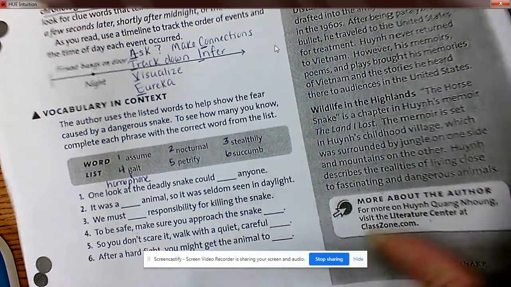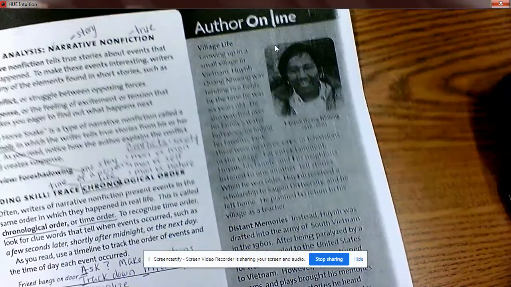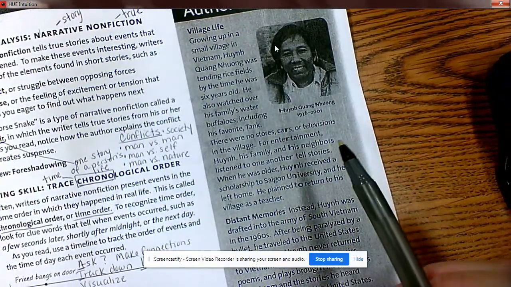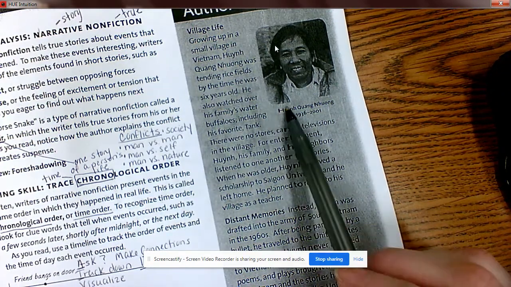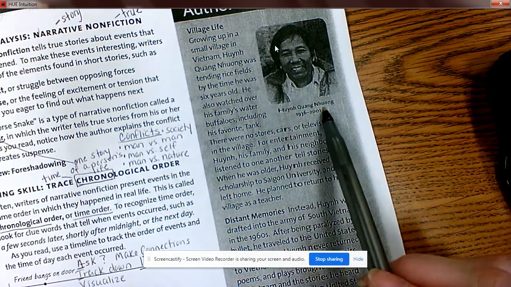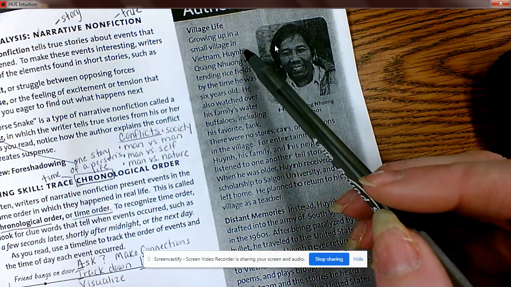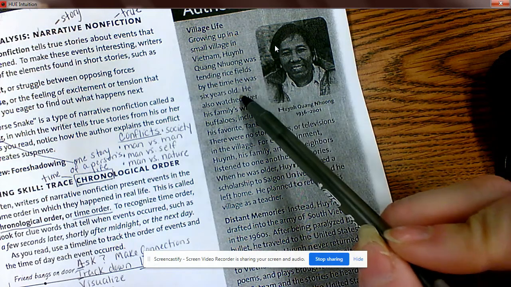All right, so like what we always do, we are going to read about the author. The author, I don't know how to say his name. It's probably Chinese, or looks like Vietnamese. Village life. Growing up in a small village in Vietnam, this author was tending rice fields by the time he was 6 years old.